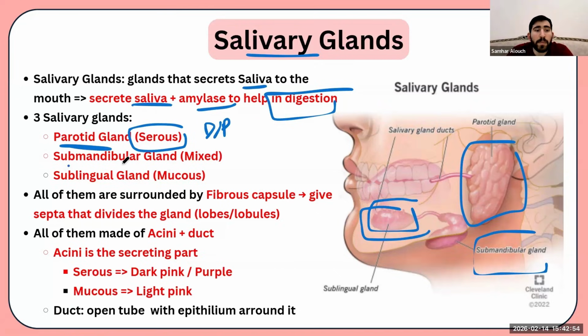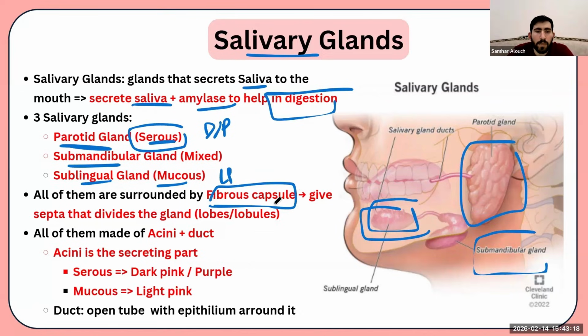Okay? The submandibular is mixed, and sublingual is mucus, so you will see it as light pink. Parotid is the largest and it is very dark because it is serous only. Submandibular is mixed and sublingual is light pink. All of them are surrounded by a fibrous capsule. Keep this in mind. There is an exception, but just keep this in mind.